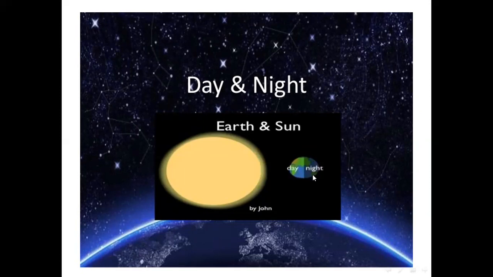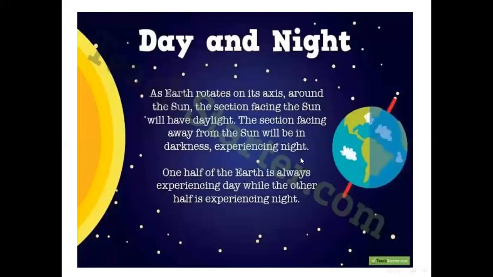Before we discuss the formation of day and night, we must recall some basics about the rotation of the earth. The earth rotates on its axis around the sun, and the section facing the sun, this part, will have daylight, and the section facing away from the sun will be in darkness. So one half of the earth is always experiencing day, while the other half is experiencing night.